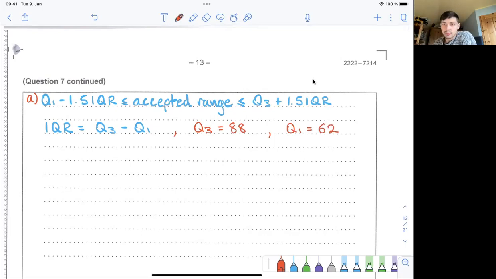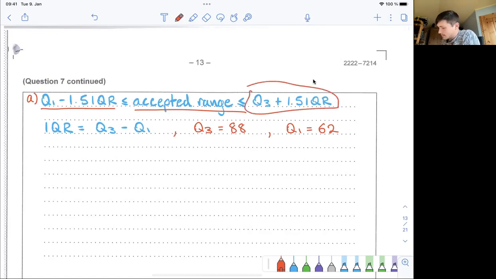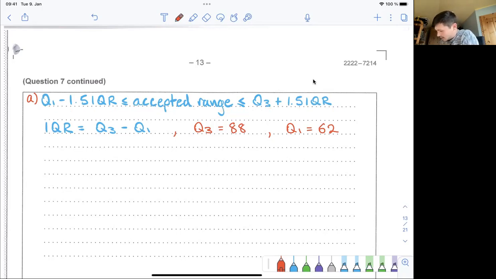Now, intuitively, we can assume that 25 is going to be near this lower limit. So we're going to have to show that 25 is more than this expression here. Therefore, it would be within this accepted range. So we need to show that 25 sits within the accepted range. We don't really have to worry about the upper limit, because that number is definitely going to be more than 88, and so we don't have to worry about that so much.